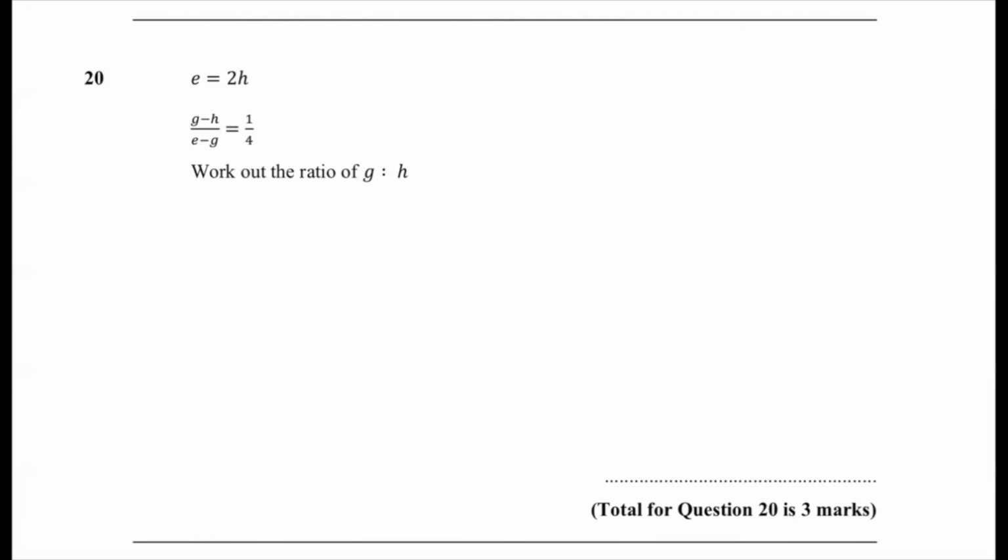Okay, so for this question, we've got to work out the ratio of G and H. At the moment, we've got G, H, and E in the information that we've been provided. So we can't lose sight of the fact that there is currently an E here, and we don't want that. Now, you can either replace the E with the 2H at this stage, or you can do it a little bit later down the line. I'm going to do it a little later down the line. I just don't want to mess with it too early.